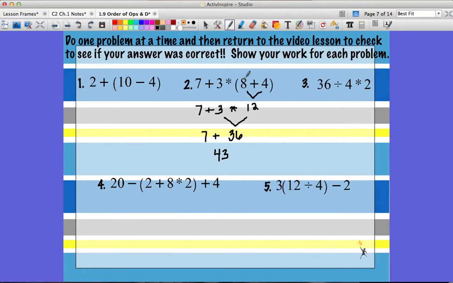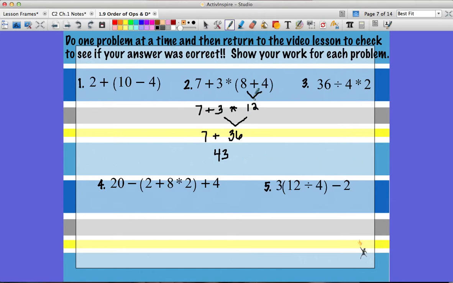Alright, so because we have parentheses, you should have done the 8 plus 4 first, which gave you 12. Bring down the 7 and the 3, the addition and multiplication. Multiplication is next. 3 times 12 gave us 36. Bring down the plus 7, and that gave us 43.